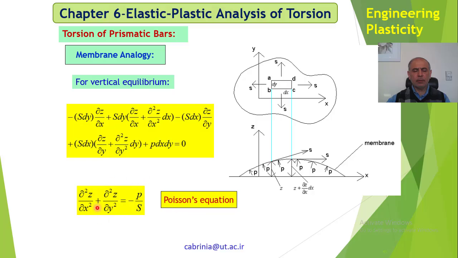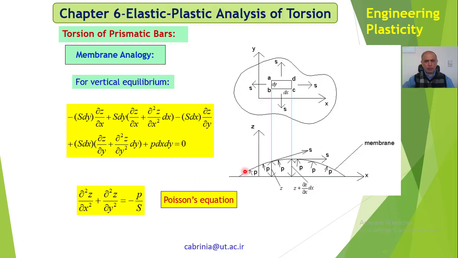We had this before, remember Poisson's equation, we had it for the torsional problem. So here we have another problem, which is a membrane under the action of a pressure, and it changes its shape, and we get the equilibrium problem, and from the equilibrium equation we get the Poisson's equation. So we could use this analogy because we have the same equations for torsion and this membrane. So we could use this analogy to solve the torsional problem. How do we do that?